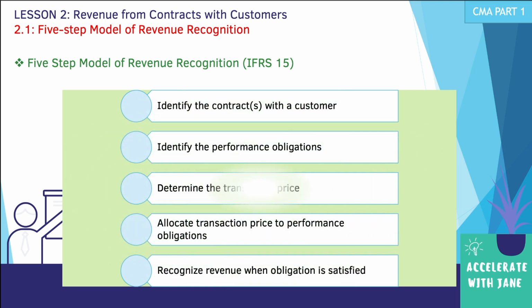Now let's go to the 5-step model of revenue recognition under IFRS 15. So we have here 5 steps. Step 1 is to identify the contract with the customer. Second is to identify the performance obligation. Third step is to determine the transaction price. Fourth step is to allocate transaction price to performance obligations. And the last step is to recognize revenue when obligation is satisfied. So I'm going to discuss each of these in great detail.